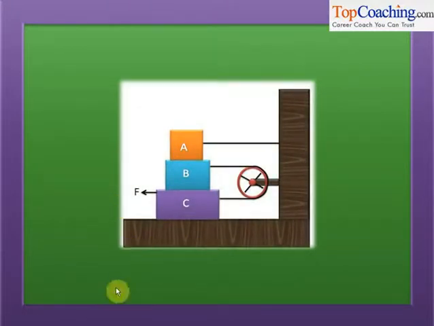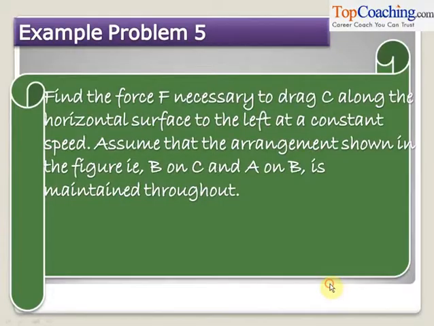As you can see, there are three masses A, B and C. A is held at rest by a rigid rod with joints A to this wall. Understood? A force capital F acts on C towards the left. B and C are connected by a massless string that passes through a pulley. Find the force capital F necessary to drag C along the horizontal surface to the left at a constant speed. Assume that the arrangement shown in the figure, that is B on C and A on B, is maintained throughout.